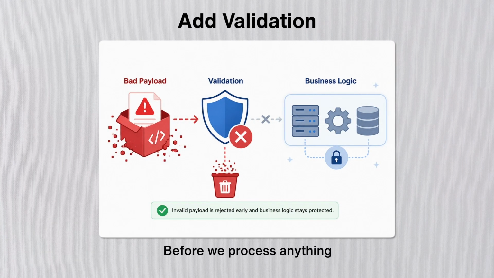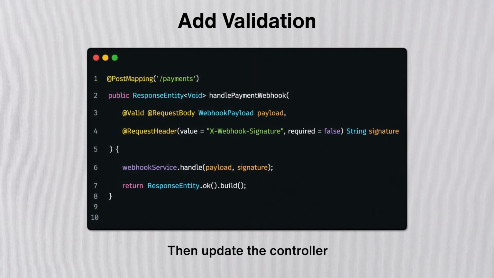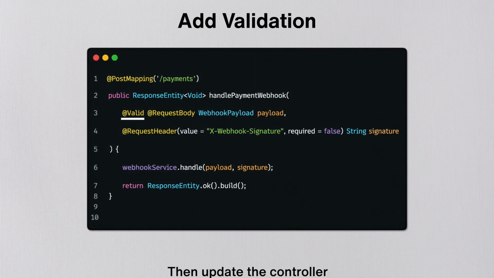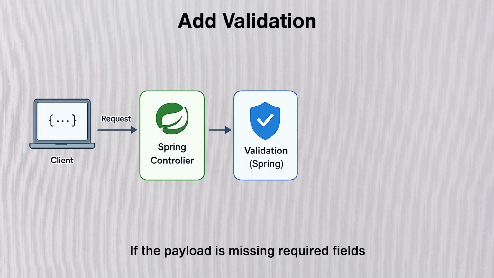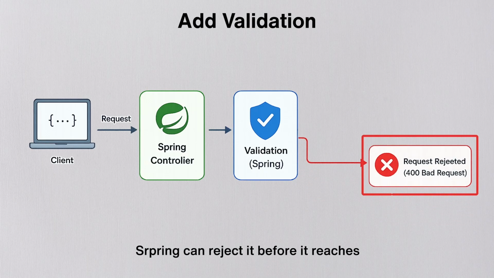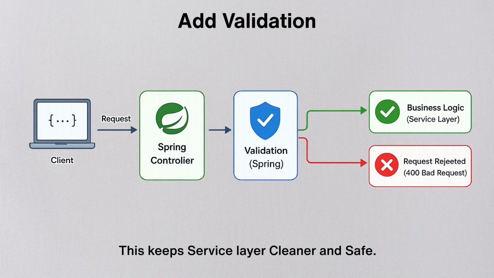Before we process anything, we should validate that the important fields exist. Then update the controller by adding the @Valid annotation to make sure our request body is validated. So if the payload is missing required fields, Spring can reject it before it reaches our business logic. This keeps the service layer cleaner and safer.